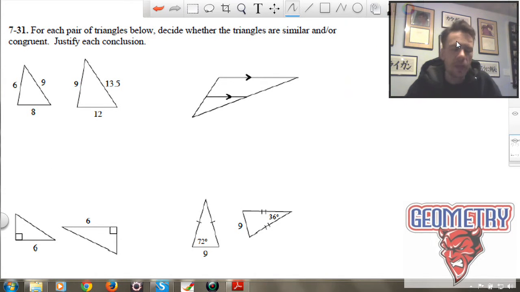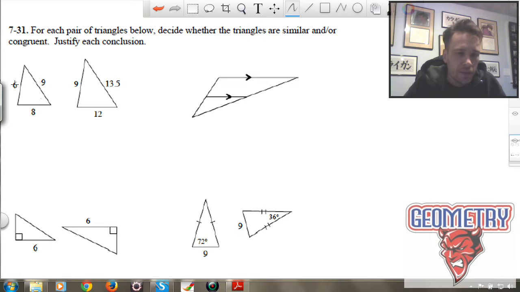This is regular geometry, unit 7, number 31. We're asked to look at these pairs of triangles and determine if they're similar or congruent based upon the information that we have. Looking at the first one, I can tell they're definitely not congruent, because if they were congruent, all the sides would be exactly the same. We have 6, 8, 9, and 6, 8, 9, which we don't, so obviously they're not congruent. Maybe they're similar though, so let's see.